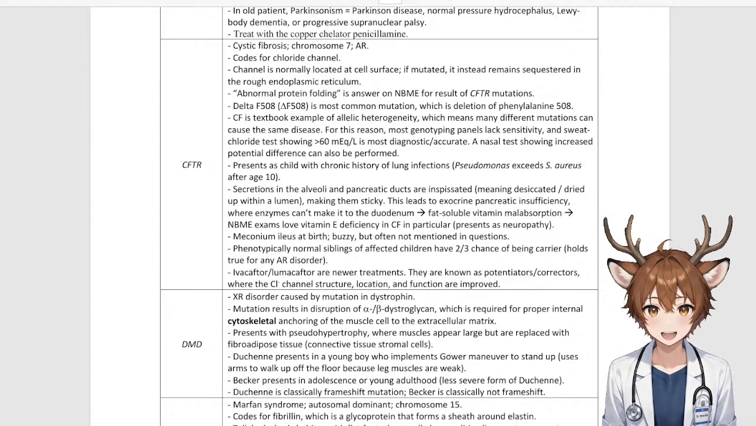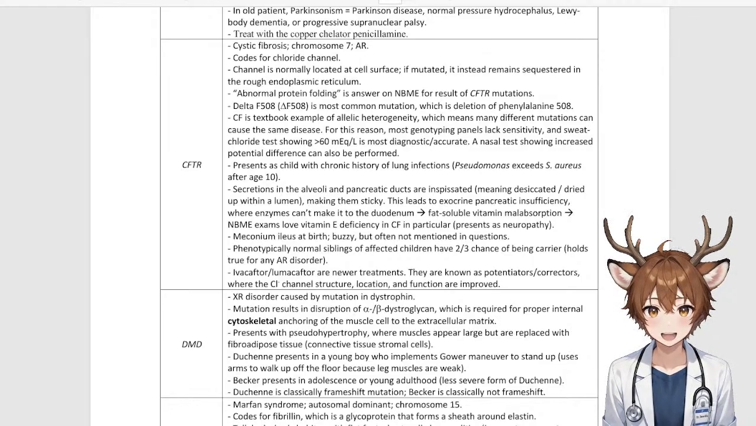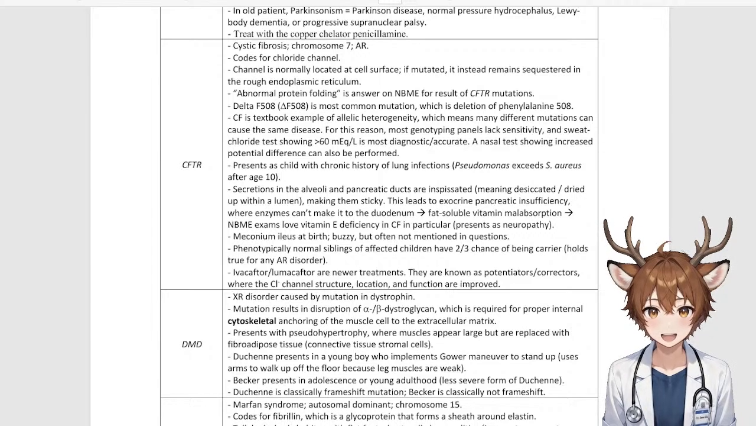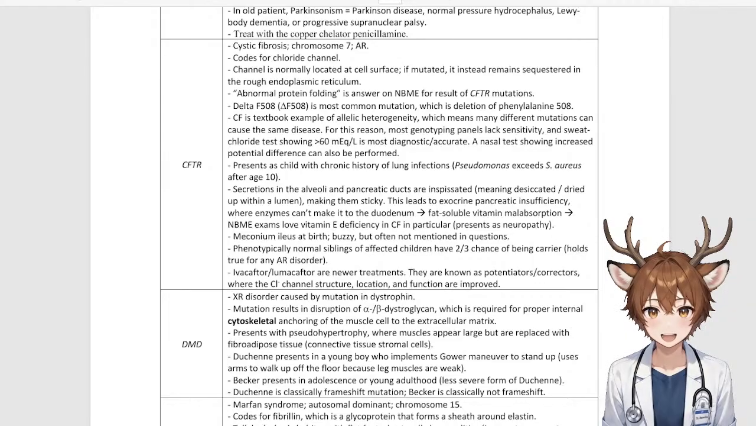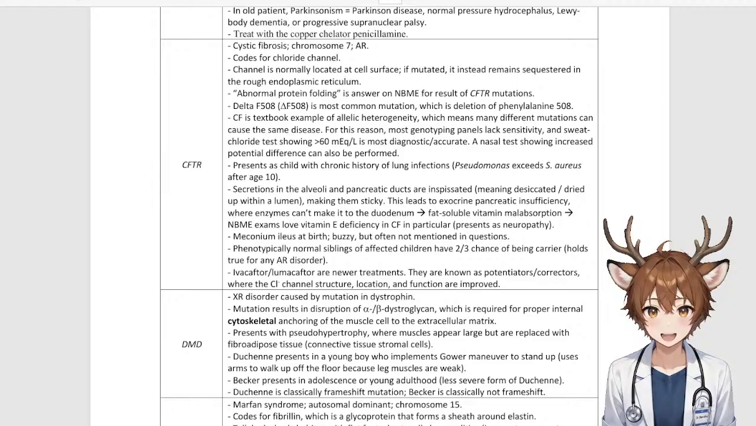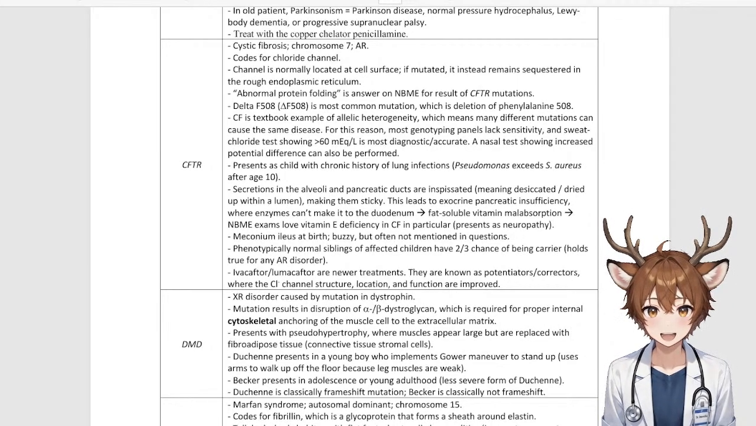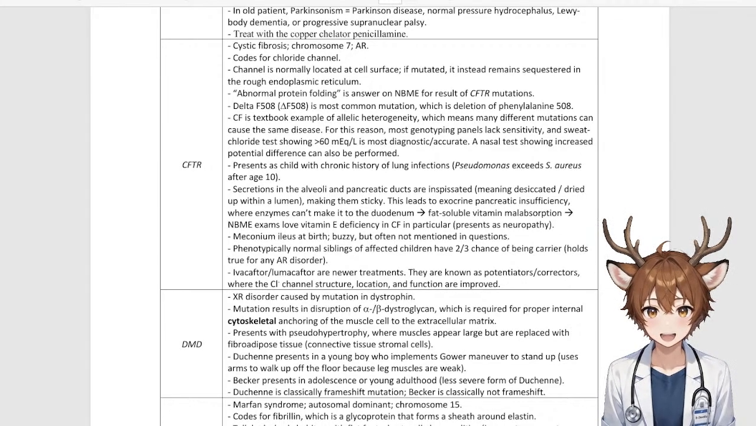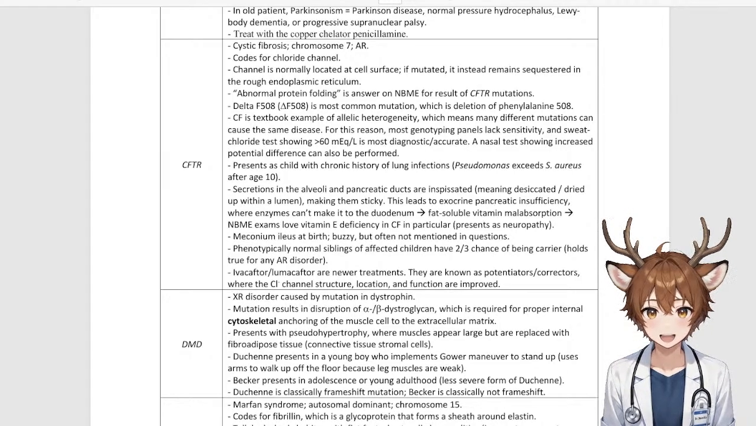Cystic fibrosis is a textbook example of allelic heterogeneity, which means many different mutations can cause the same disease. For this reason, most genotyping panels lack sensitivity. Sweat chloride testing showing greater than 60 milliequivalents is more accurate, because the gene mutations are everywhere, so genotyping is not necessarily going to be great to use as a first go-to for determining what's going on. It's better to just use the diagnostic criteria from chloride sweat testing.